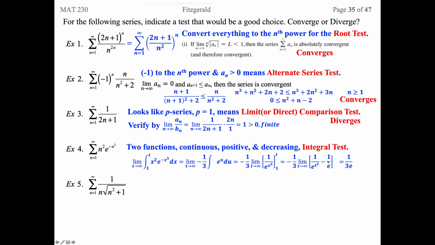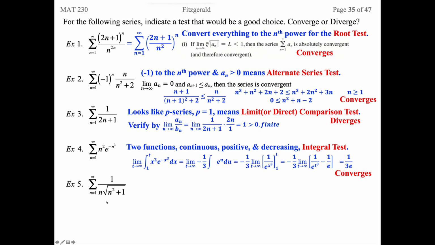So now we put the t in for the x. If we put in our limit as t goes to infinity for our first term, this is heading to 0. Here we have just 1 over e to the first. So negative 1/3 times negative 1 over e, positive 1 over 3e. So it converges.